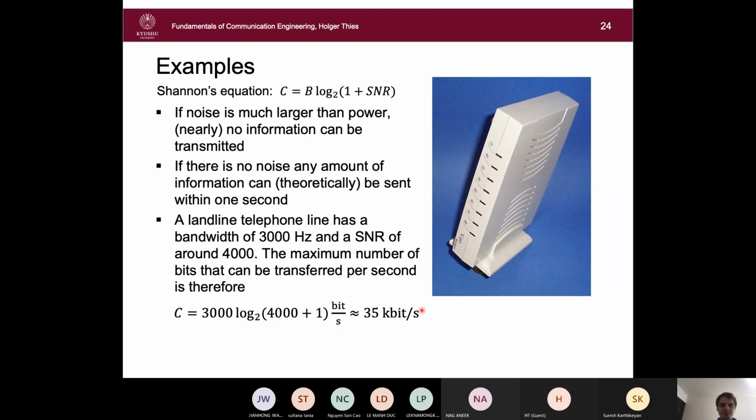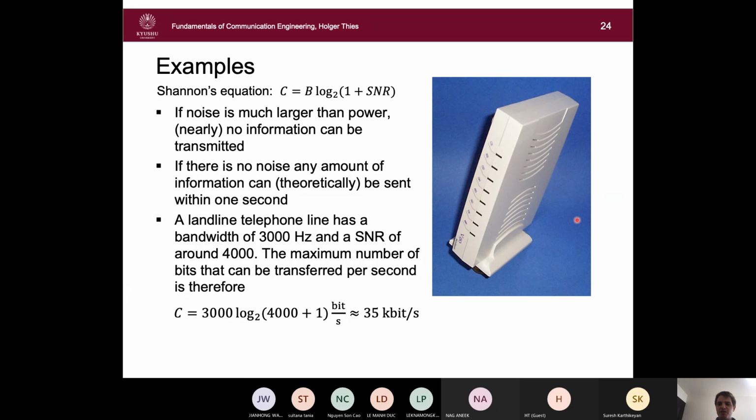If you remember, in the beginnings of the internet, the telephone landline was used for data connections, using such telephone modems. Those dial-up modems were used to transmit data. So from this bound, we know that even in the best circumstances, theoretically, only 35 kilobits per second are possible.